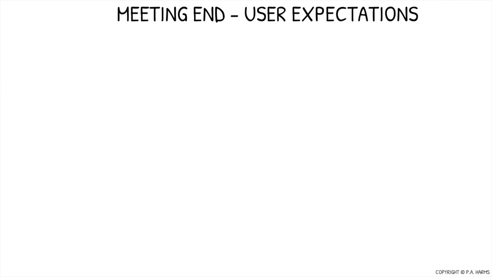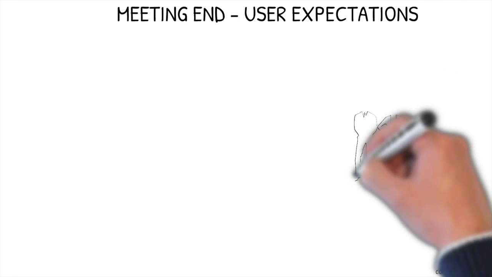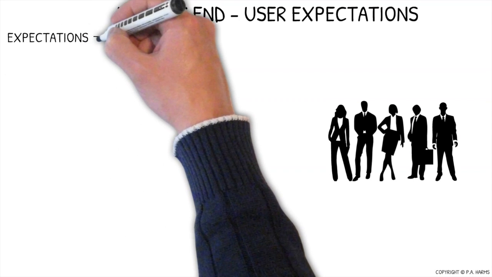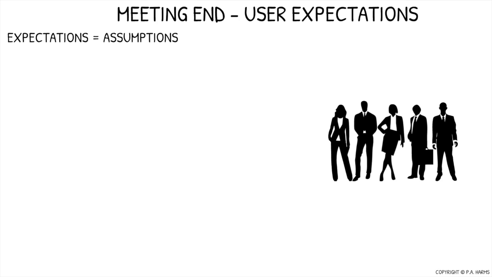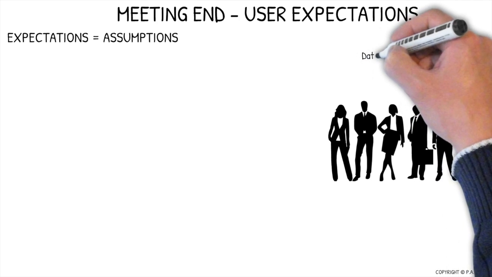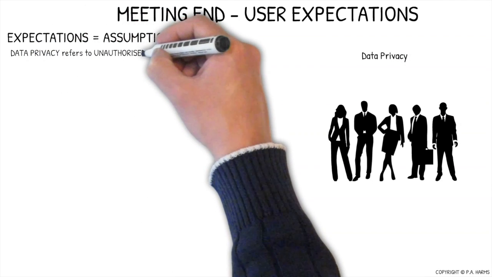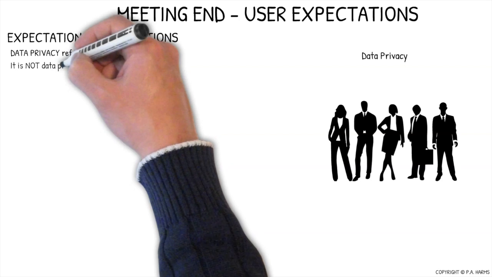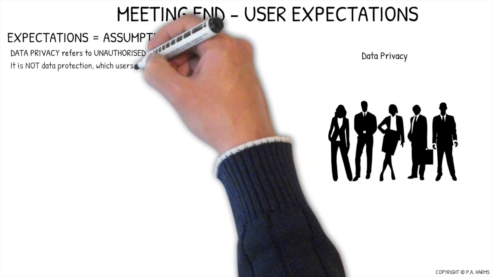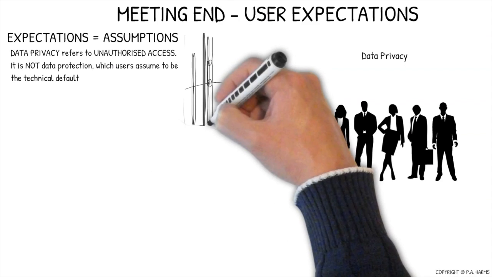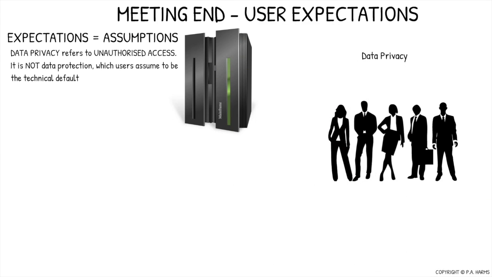In this episode, we will discuss user expectations when using computer-related devices. Expectations are assumptions coming to pass. The first assumption made by users is that their data is private. Data privacy refers to unauthorized access. It is not data protection, which users assume to be the technical default.